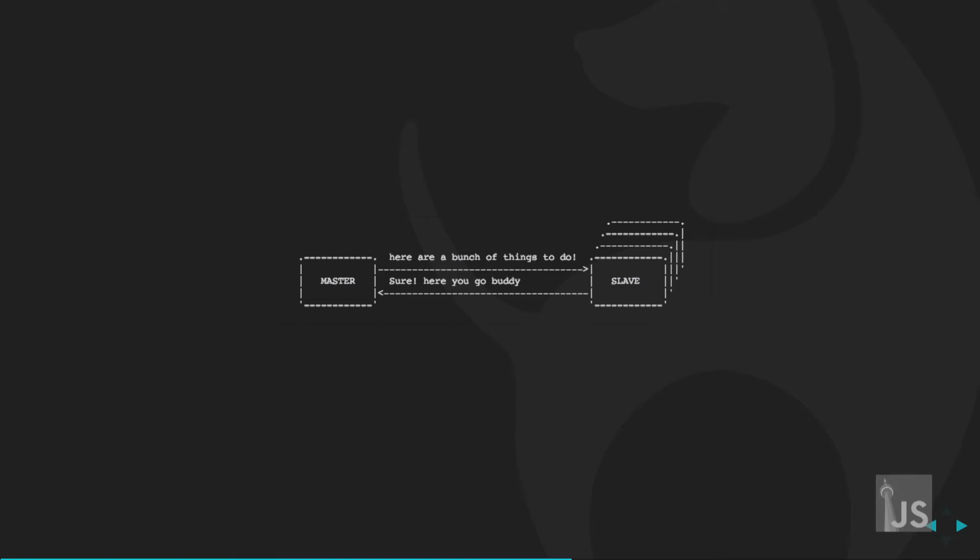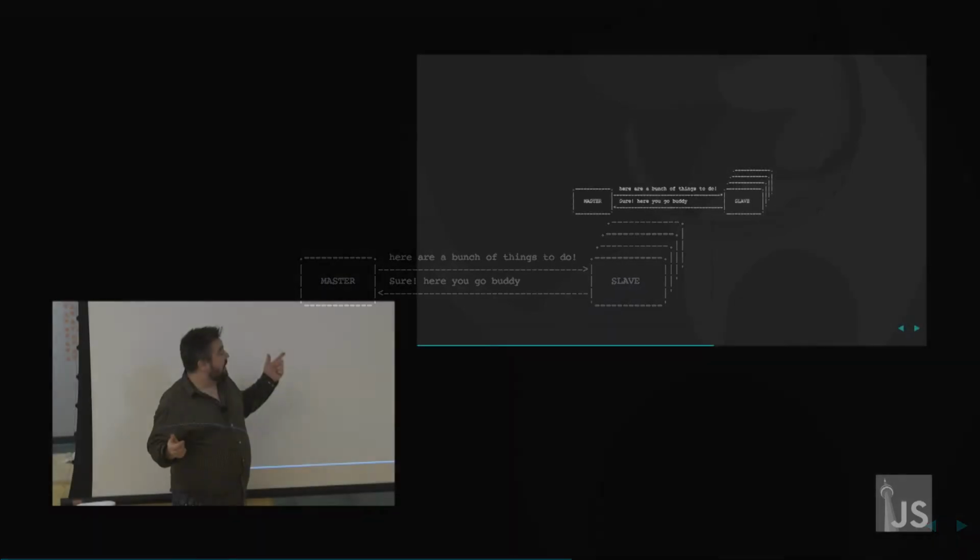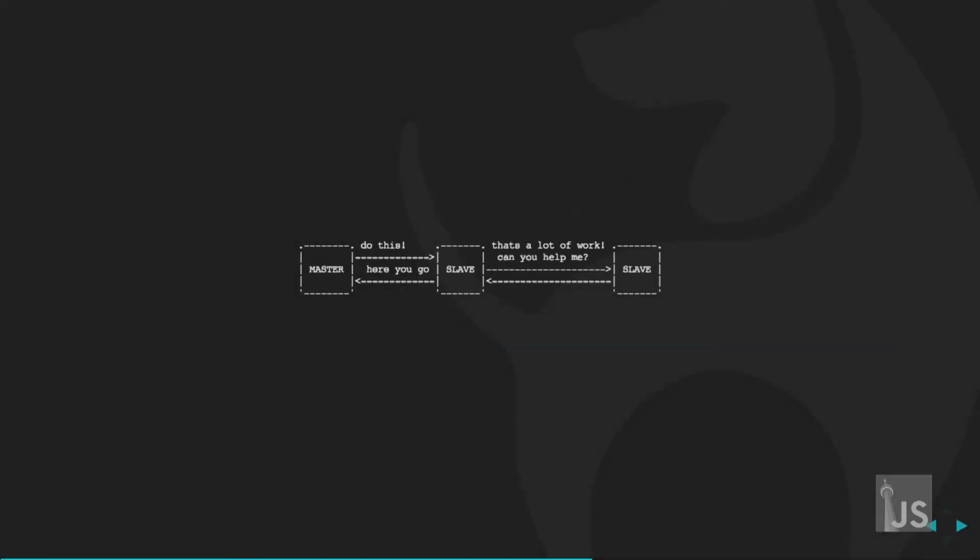Also, once I started having more of these slave processes, the master process would go, oh my gosh, I have a bunch of things to do. So I have a list of commits and send it off, and a bunch of slaves would pick them up individually, work on them, and send back results. All right, this is really cool. Then I hit something interesting.